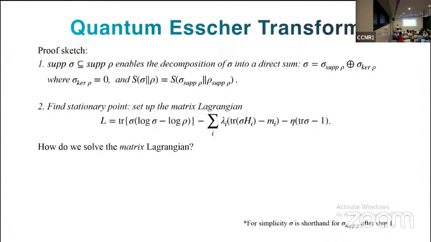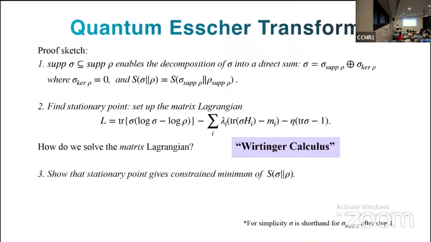For the second step, we want to use the same method as the classical one, the Lagrange multiplier, to find the stationary point. Firstly, we set up the matrix Lagrangian. We are dealing with complex-valued matrices, so it's not straightforward to solve. How do we solve this matrix Lagrangian? Here we use a very useful tool, Wirtinger calculus, which allows us to differentiate with respect to the matrix and its conjugate separately, and it simplifies functions involving complex matrices.